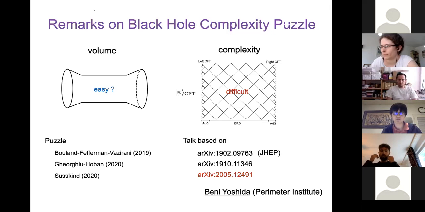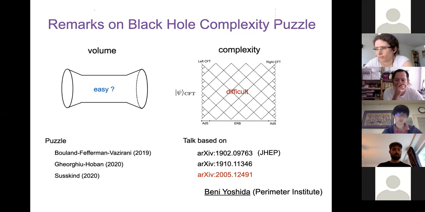Today I will discuss a certain conceptual puzzle concerning black hole complexity. So roughly speaking, the puzzle is as follows. Given a generic boundary CFT wave function, it is an extremely difficult task to determine its quantum circuit complexity. On the other hand, the volume of the wormhole is a puzzle because the same computational task appears to be very easy in the bulk and very difficult on the boundary. Now, this puzzle was originally pointed out by Bouland, Fefferman, and Vazirani, and then there are two other follow-up papers on this subject.